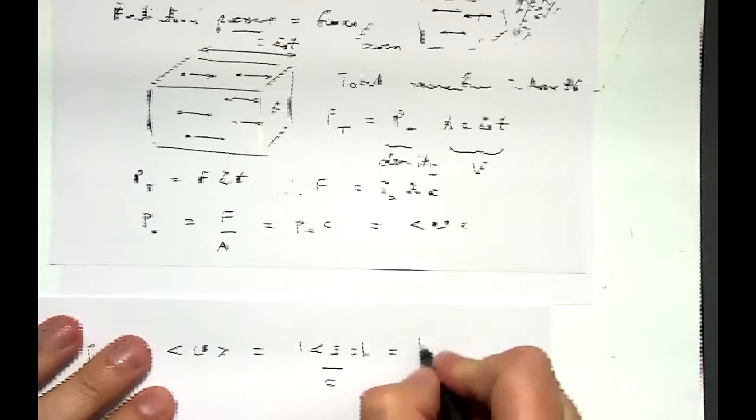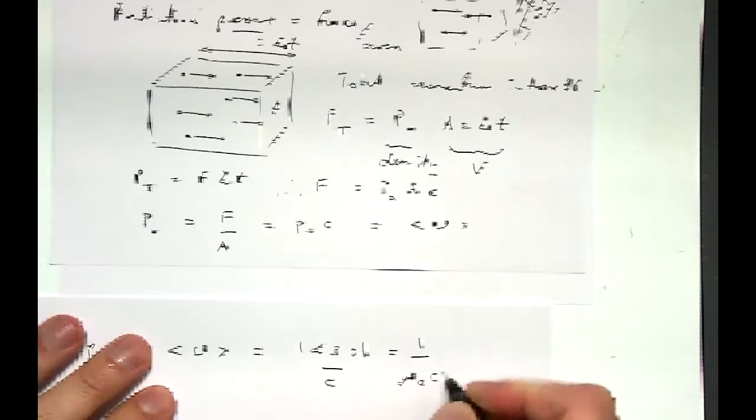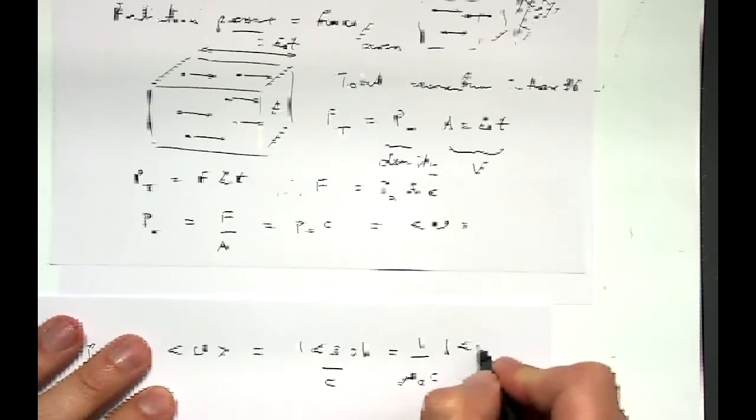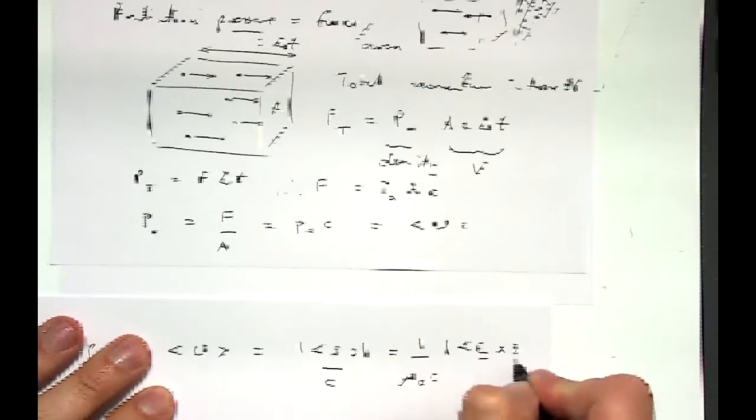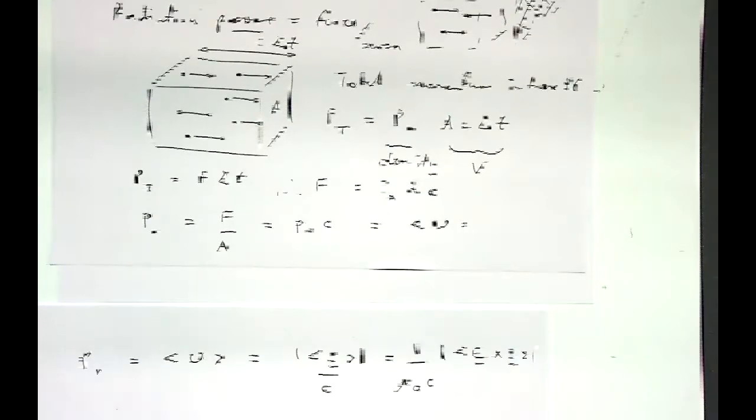Okay, divide that by c, and I can say the same thing about the individual electric and magnetic fields. 1 over mu naught c, E cross B. Should really put some vector quantities there, and I take the size of that. So that really should be a vector quantity, shouldn't it? But you get the idea. It's the magnitude of the Poynting vector divided by c that tells you the radiation pressure.